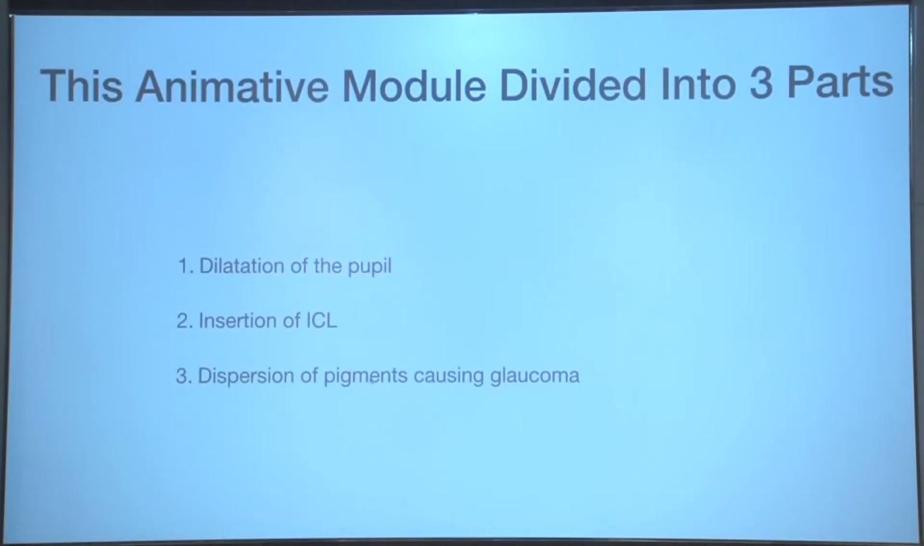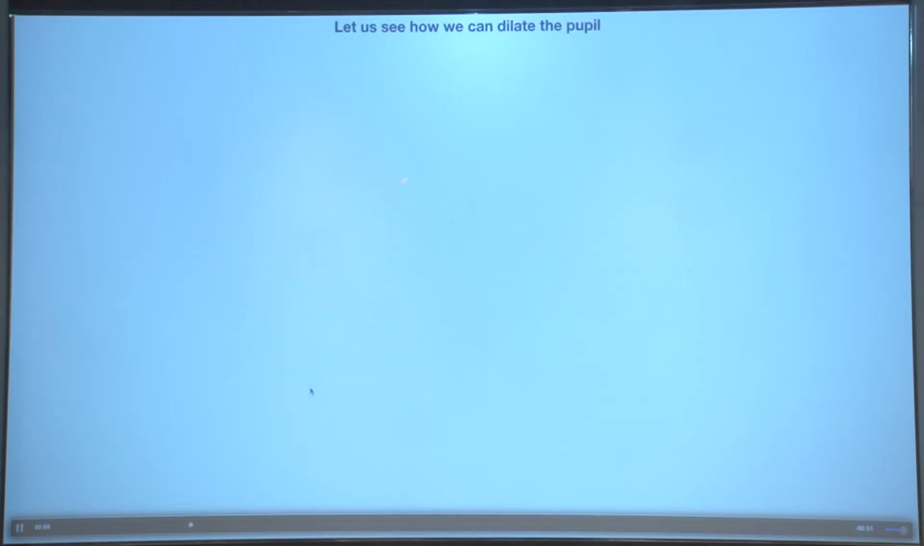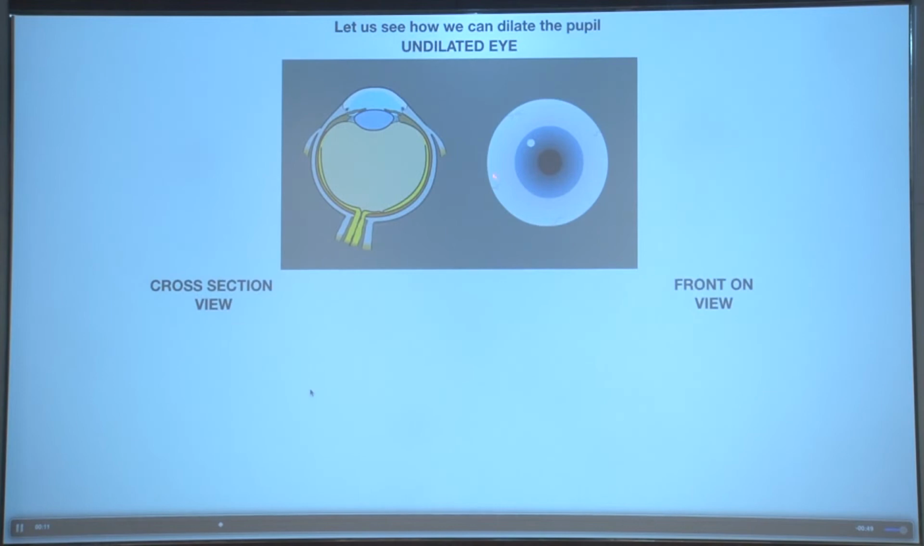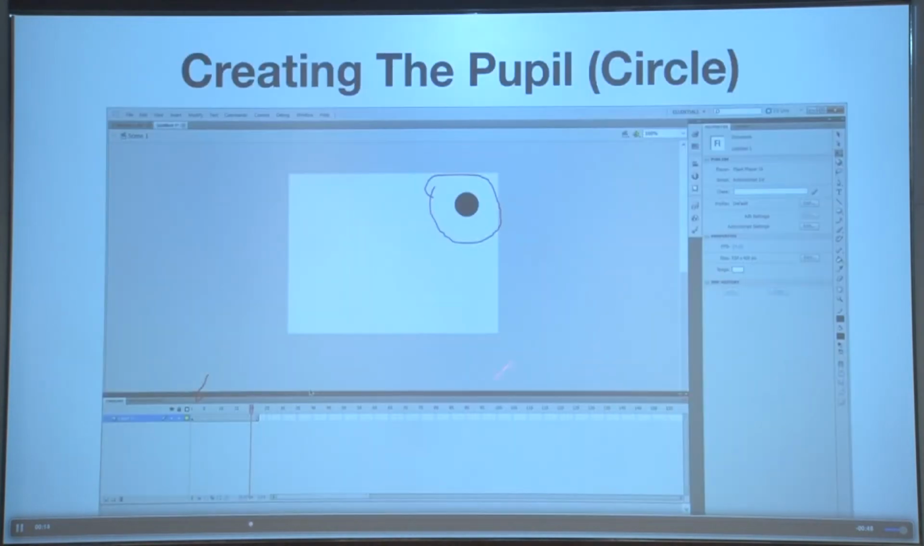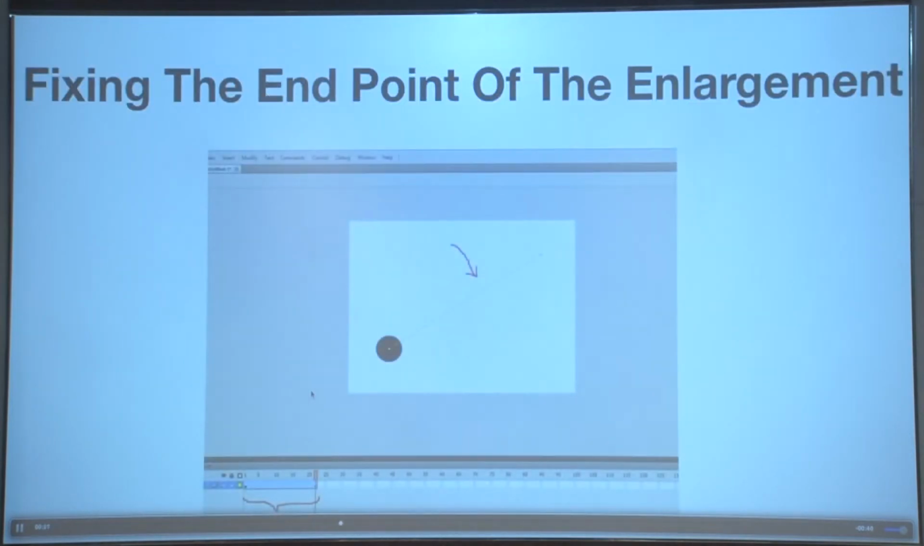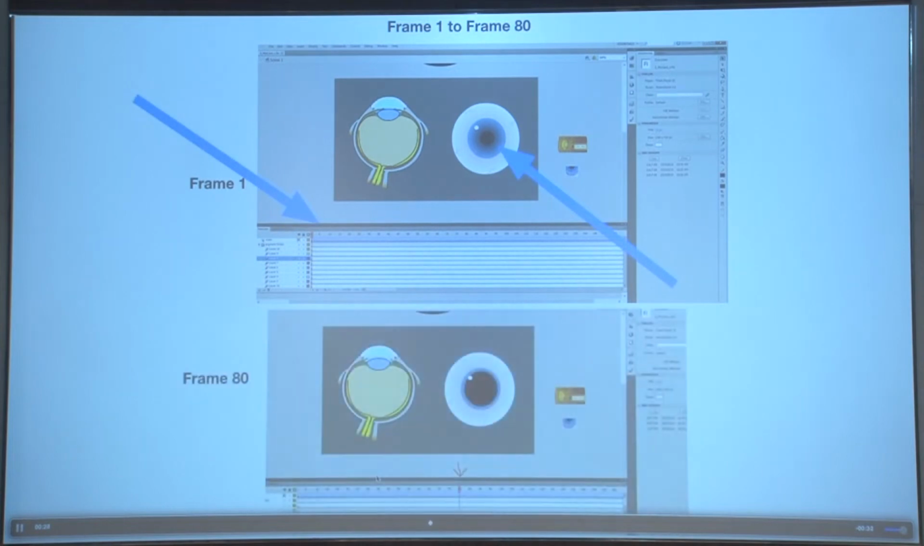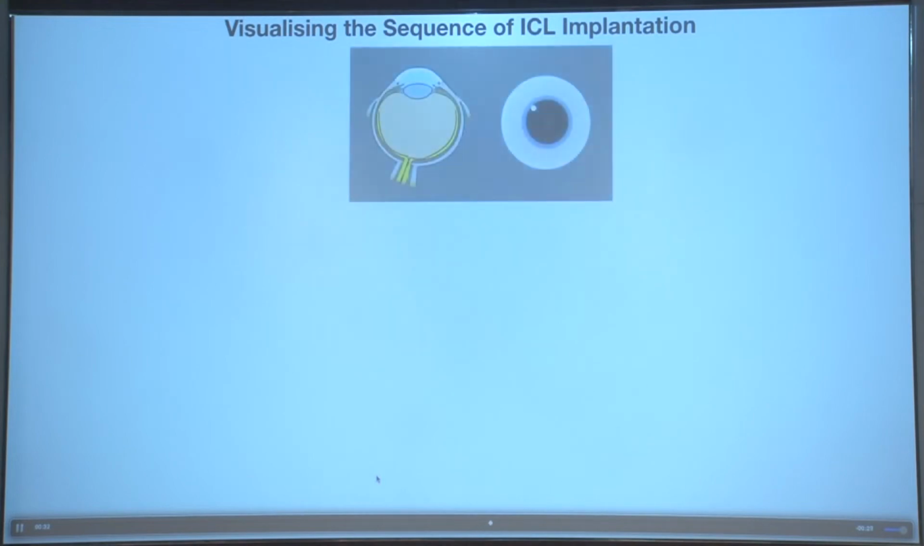So how did we dilate the pupil? Simple dilatation of the pupil can be done by enlarging the circle size. Once you have drawn a small circle, the pupil is constricted. At the end frame, you'll draw a larger circle. It is done by using a tool called the motion tween. So it's just like drawing a simple circle and enlarging it. In frame 1, you'll have a smaller circle, and in frame 80, the last frame, we'll have a much bigger circle. So from frame 1 to frame 80, the circle enlarges in size, giving the illusion of dilatation.